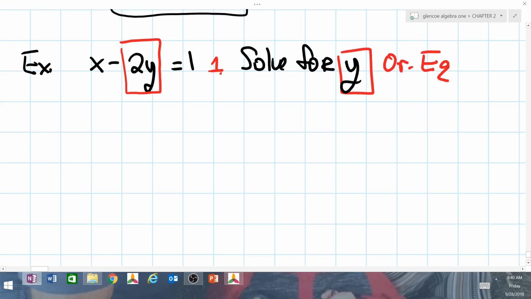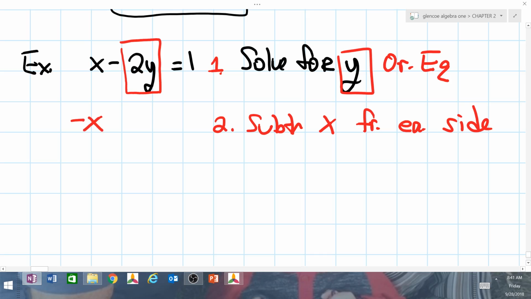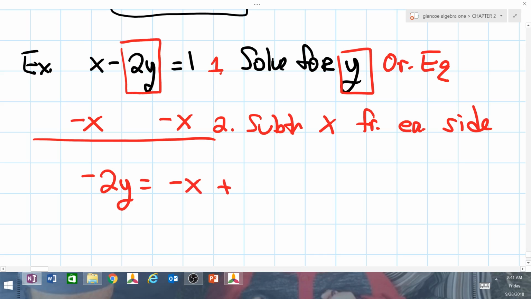Now if I want y all by itself, remember you have to undo addition or subtraction first before you undo multiplication or division. So the next step would be to get the x to the other side. What should I do to both sides here? Yes? Very good. We're going to subtract x from each side. For those of you in 9th grade or in physics, you are rearranging equations all the time in order to solve for a specific variable. And now my equation looks like this: negative 2y equals negative x plus 1.